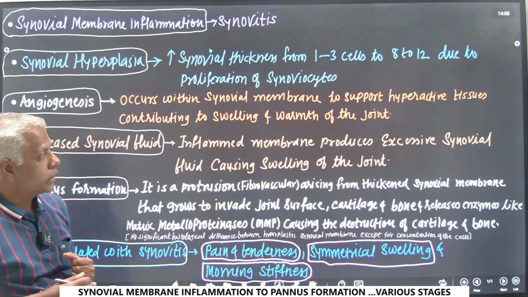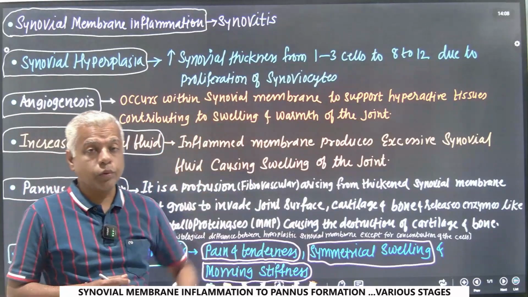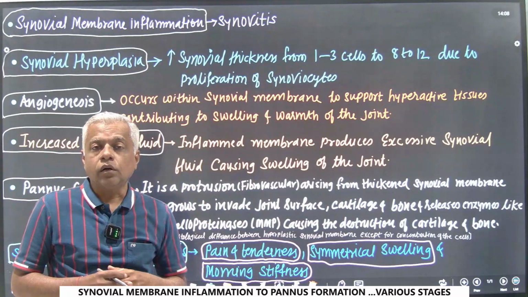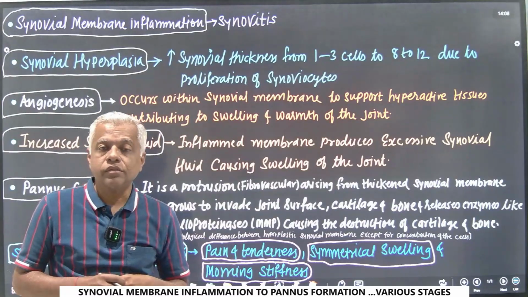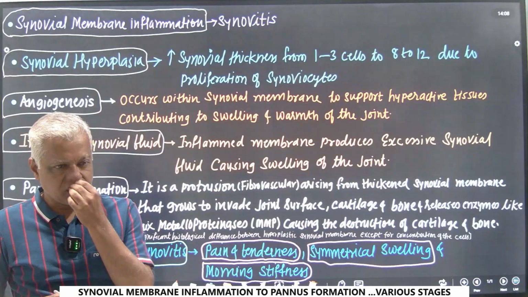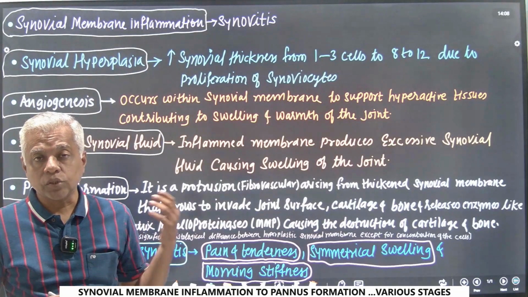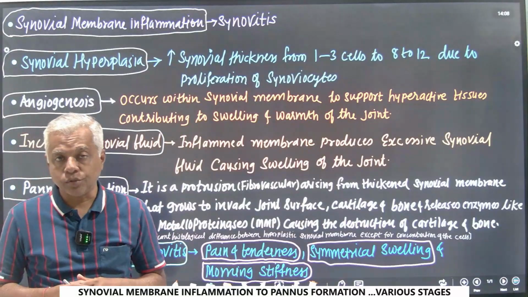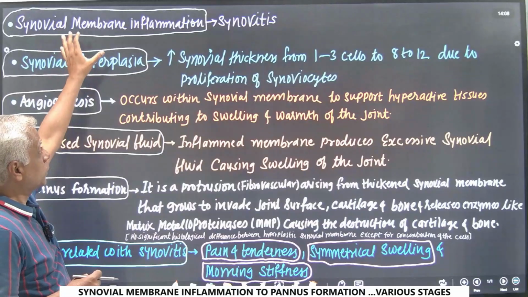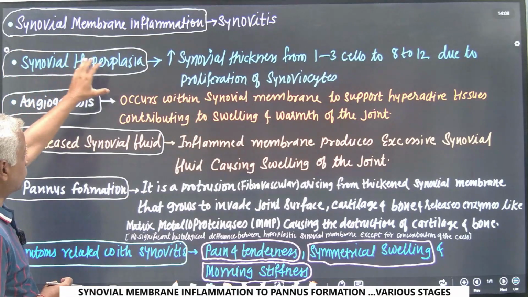So these two cells undergo proliferation, and why do they proliferate here? It is because in this inflamed synovial membrane, the inflammatory cells are secreting various types of cytokines like TNF alpha, interleukin 6, interleukin 17, and they are stimulating the proliferation mechanism, and that is why the synovial membrane is proliferating. So synovial inflammation is leading to synovial hyperplasia.